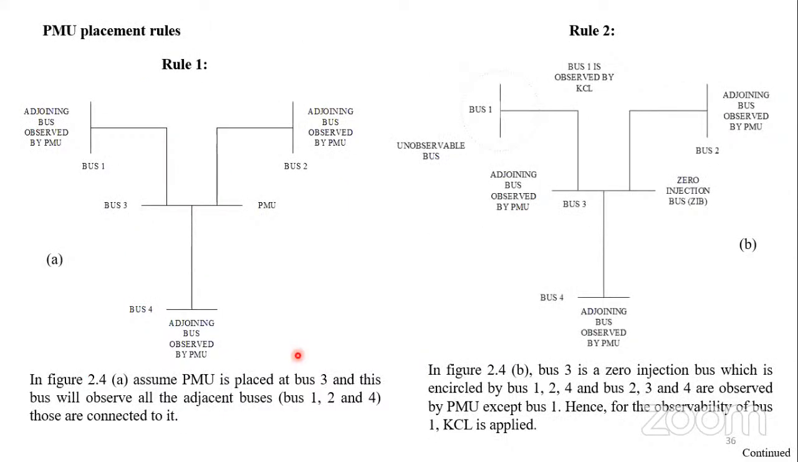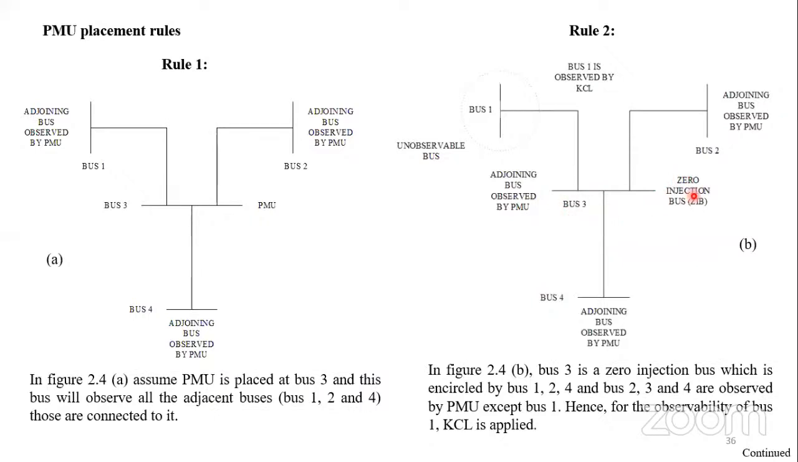Now let's talk about some rules for how we are going to place PMU. This is a very important part in order to place PMU in an interconnected power network. As you are seeing, I have taken this four bus example here, that is 1, 2, 3, and 4. If we place PMU at bus number 3, then we can easily monitor bus number 1, bus number 2, and bus number 4, and even bus number 3 also, because this bus is equipped with PMU.